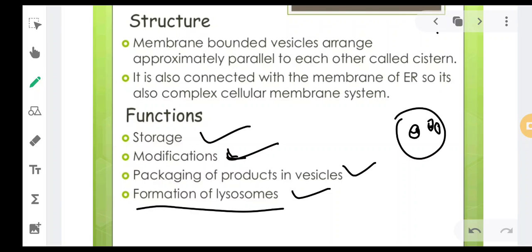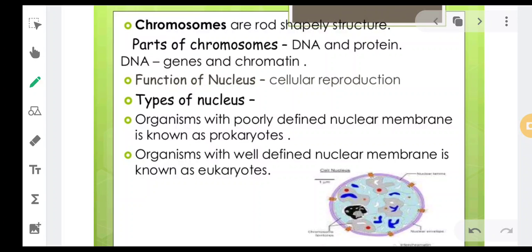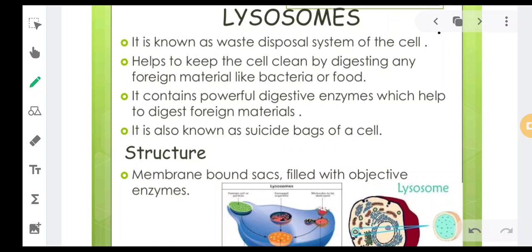That is very important. Membrane bounded vesicles arranged approximately parallel to each other are called cisternae. It is also connected with the membrane of the ER, so it is a complex cellular membrane system. This Golgi apparatus and endoplasmic reticulum are generally connected. That is very essential.